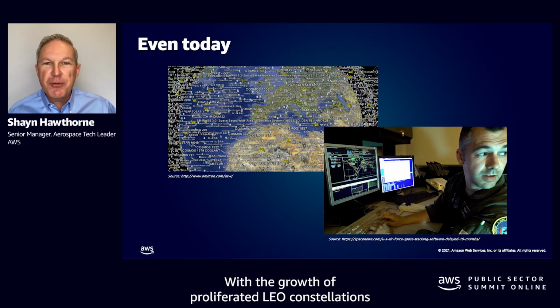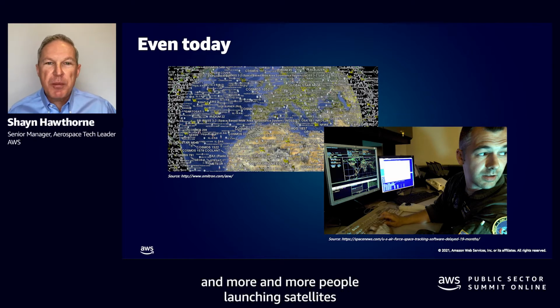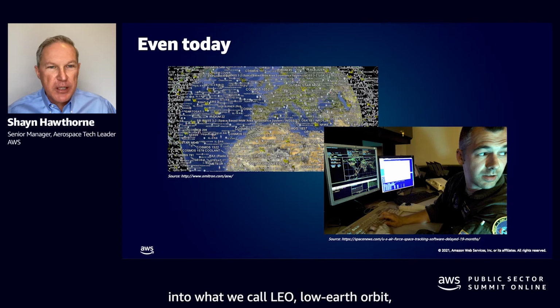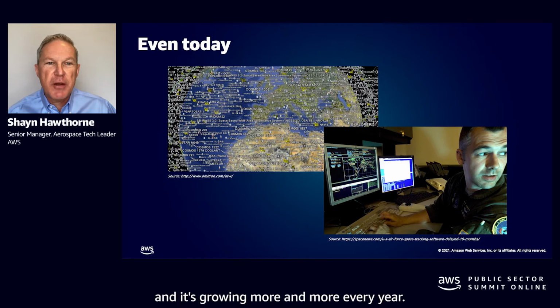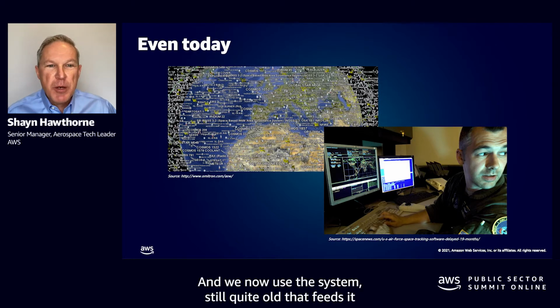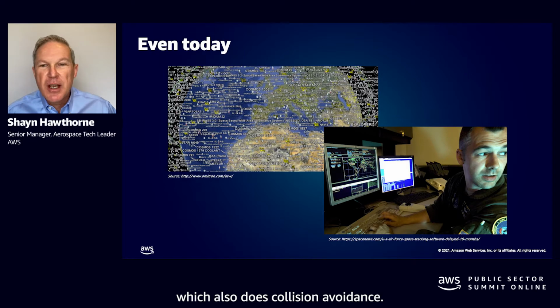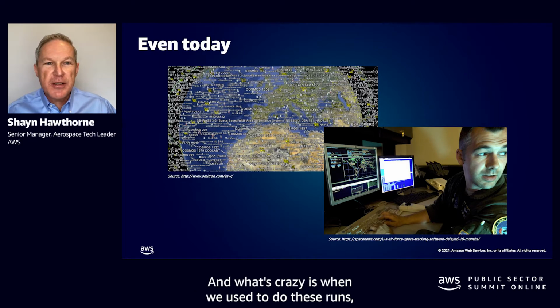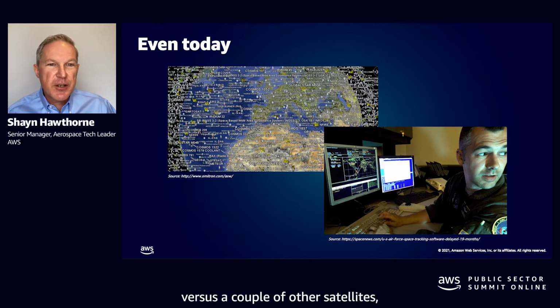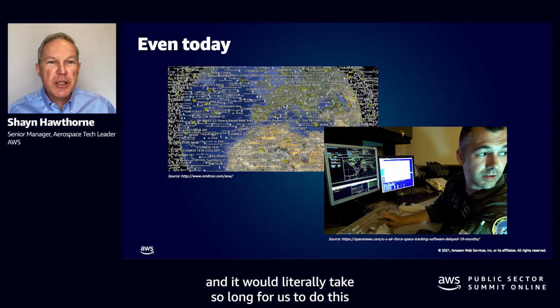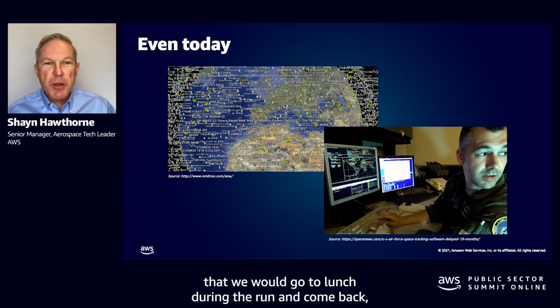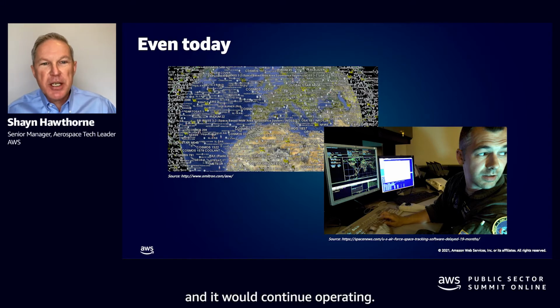With the growth of proliferated LEO constellations and more people launching satellites into what we call LEO, low Earth orbit, we've got thousands of objects out there, and it's growing more and more every year. And we now use a system, still quite old, that feeds it called the SPADOC 4C, which also does collision avoidance. And what's crazy is when we used to do these runs, we were only able to do a couple of satellites versus a couple of other satellites. And it would literally take so long that we would go to lunch during the run and come back, it still wouldn't be done, and it would continue operating.